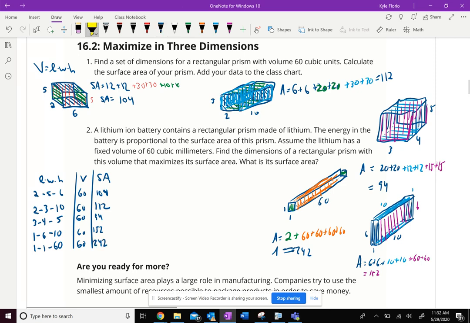And that was the biggest area. So the question was, what is the surface area and what are the dimensions to maximize it? The dimensions are 1 by 1 by 60, and the surface area you get is 242.